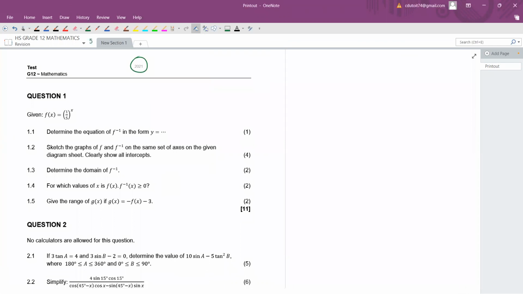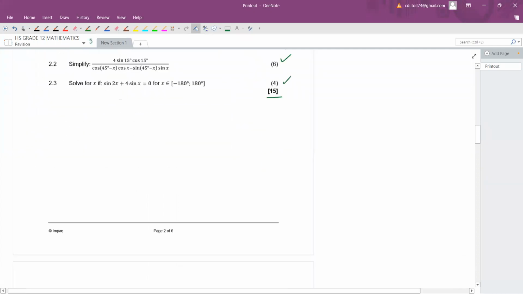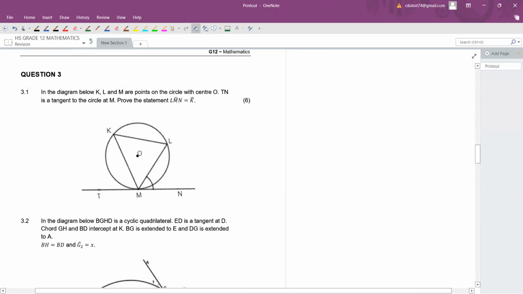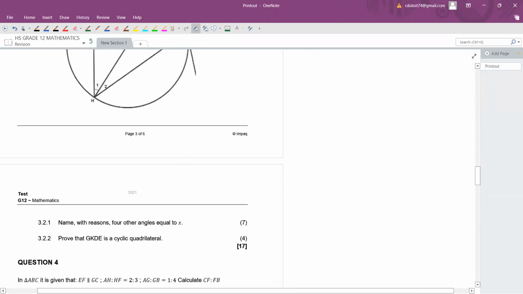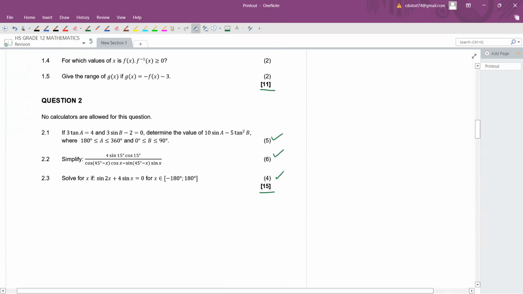Okay, so let's just run over it quickly. This is 2021's first test. The first question is 11 marks, on functions and inverse functions. Then question 2 is quite disappointing. It's only 15 marks and it's all the trig, but there are 3 questions. And then the rest, there are 2 questions on Euclidean geometry. One is 7 marks, the other one 17 marks.